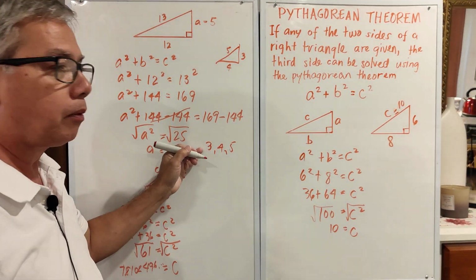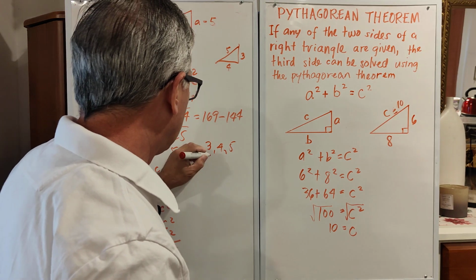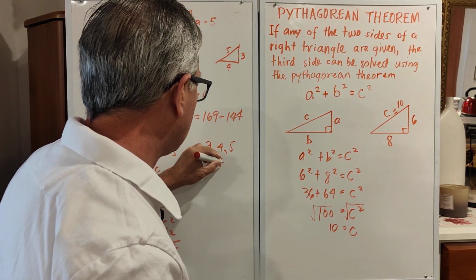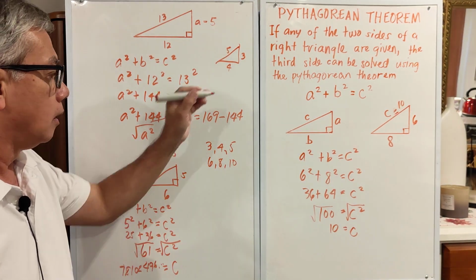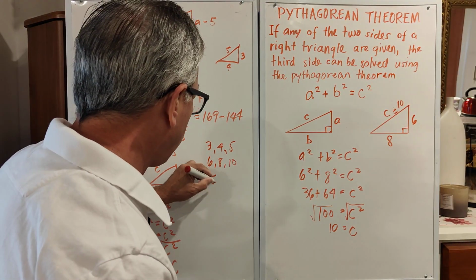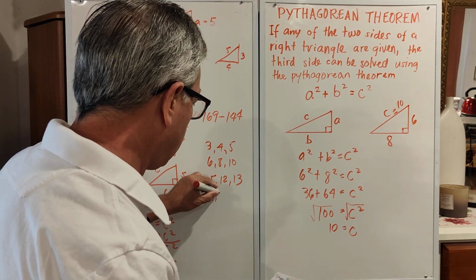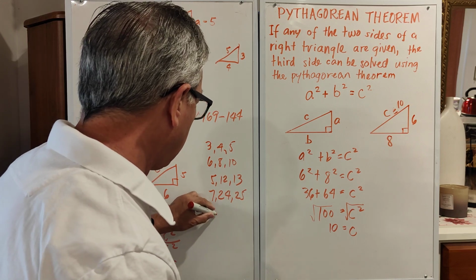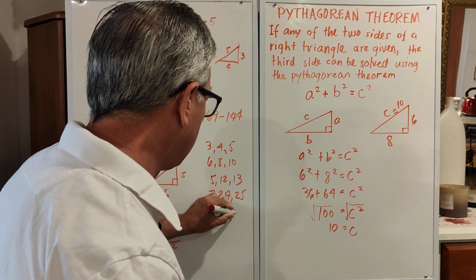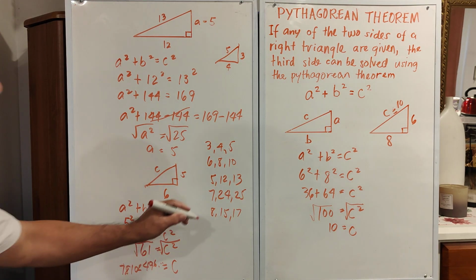Or you can have multiples of these numbers like 6, 8, and 10. These are also exact numbers. Other examples are 5, 12, 13; 7, 24, 25; 8, 15, and 17. So these are Pythagorean triples.